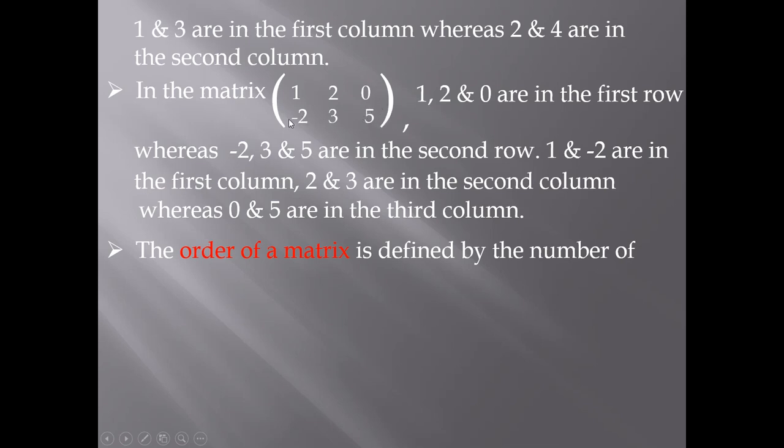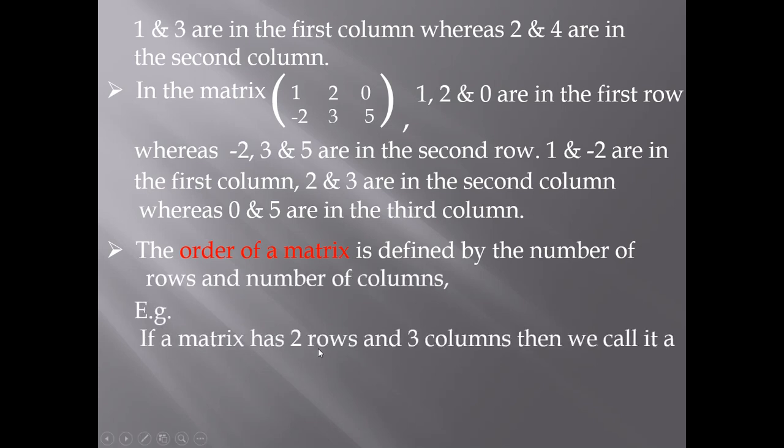The element in the second row but third column is actually 5. So when we are dealing with matrices, it is very important that we appreciate what a row is and what a column is. The knowledge of rows and columns is going to be very important as far as matrices are concerned. For instance, when we talk about the order of a matrix, the order of a matrix is defined by the number of rows and the number of columns.